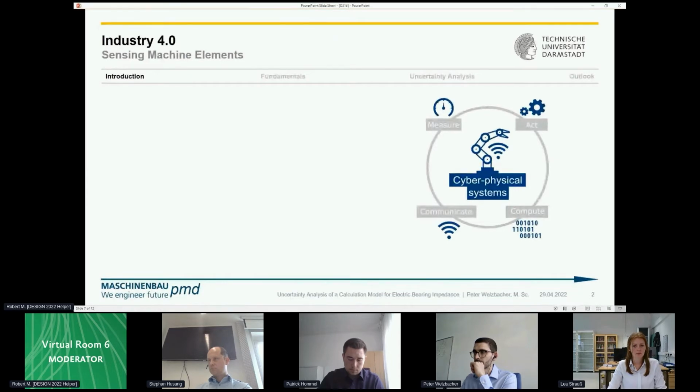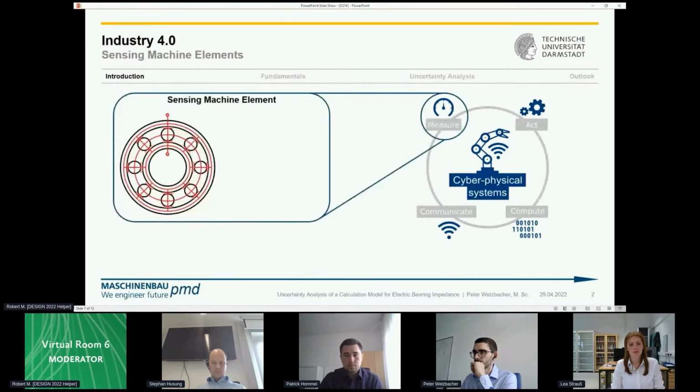Due to Industry 4.0 and the implementation of cyber-physical systems, a substantial need regarding information about relevant state and process variables of technical systems arises. Sensing machine elements, like the sensory utilized rolling bearing shown here, enable the measurement of these variables in a technical system. Sensing machine elements build upon the primary mechanical functions of conventional machine elements and enhance them with sensory functions.